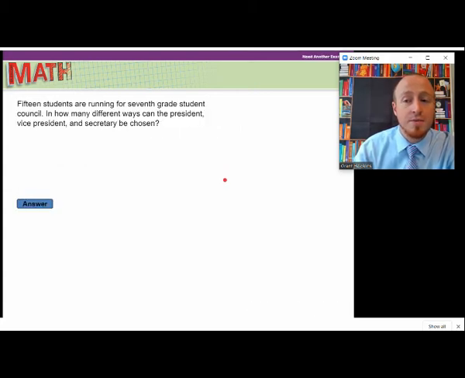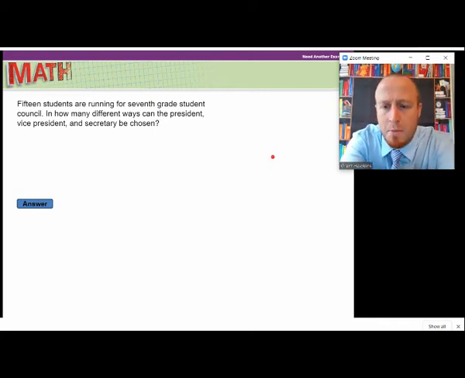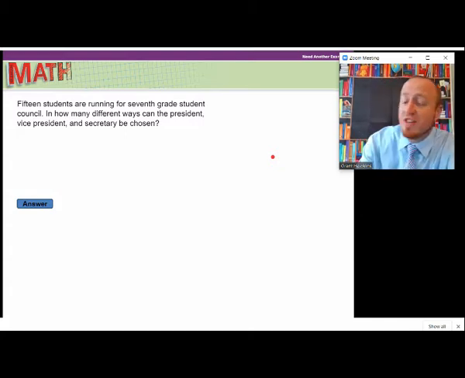Okay, you try one. 15 students are running for 7th grade student council. In how many different ways can the president, vice president, and secretary be chosen? Out of 15 students. Y'all think about that for a moment. And pause. Give yourself some time. Okay, so that should have given you enough time.